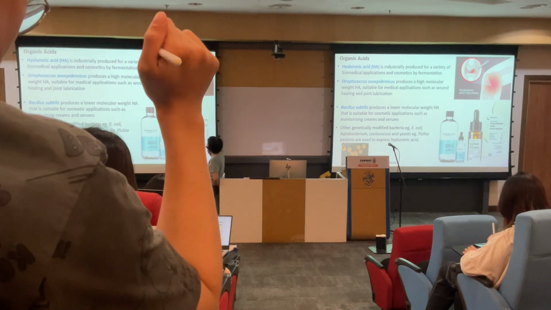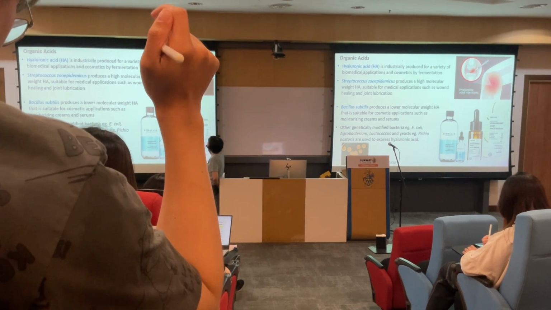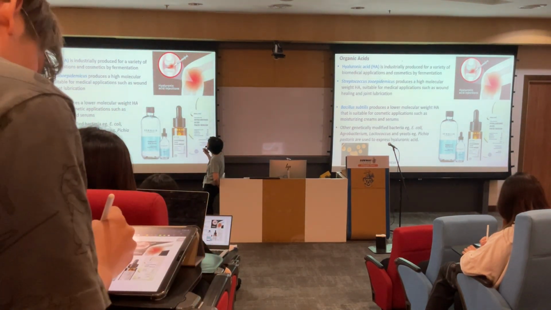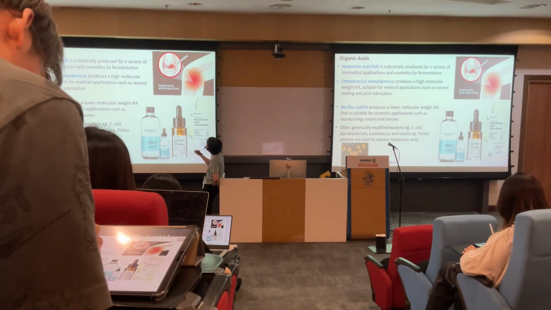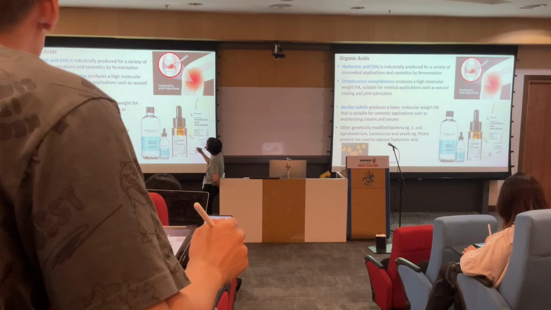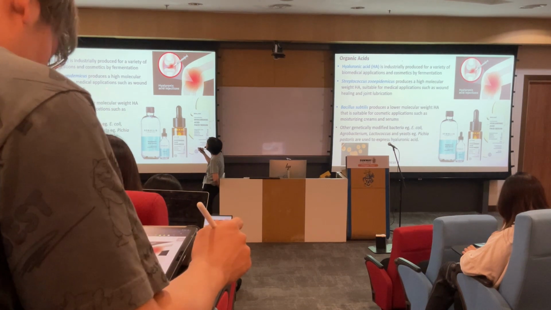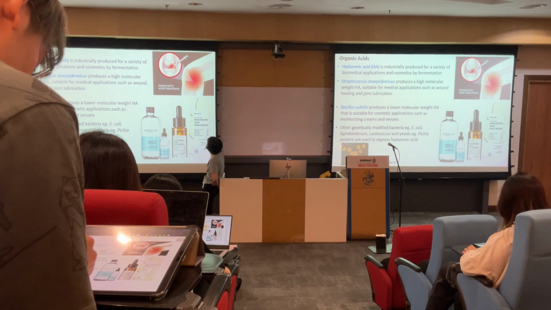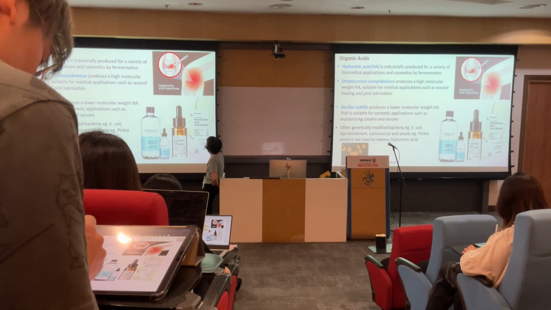However, when you're using the hyaluronic acid for making the cosmetic product or using it as a lubricant for the joint, they usually use a different kind of microorganism and make the high molecular weight and low molecular weight. For example, here, if you use the Streptococcus, actually they can produce the high molecular weight of the HA, and this is normally used for the lubricants in the joint.